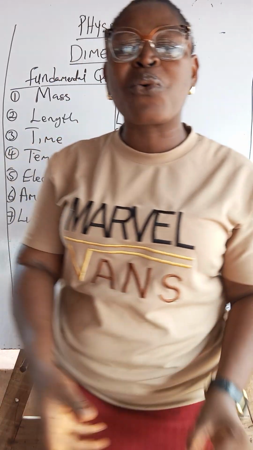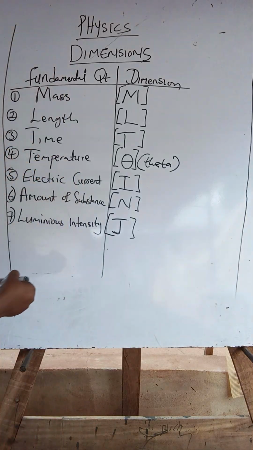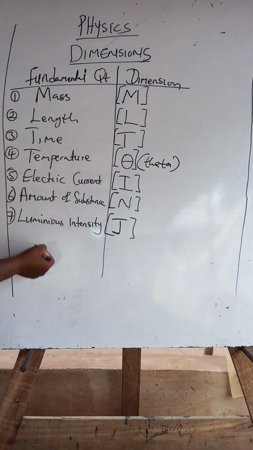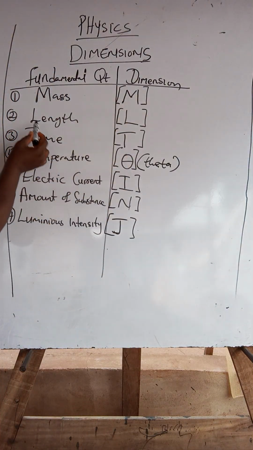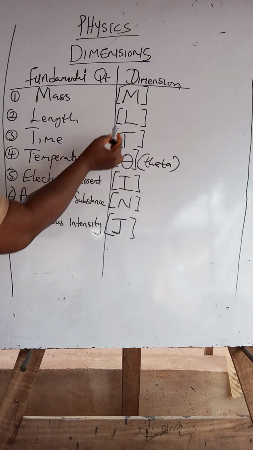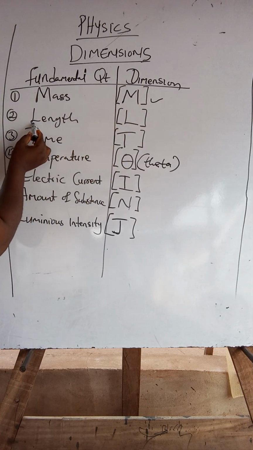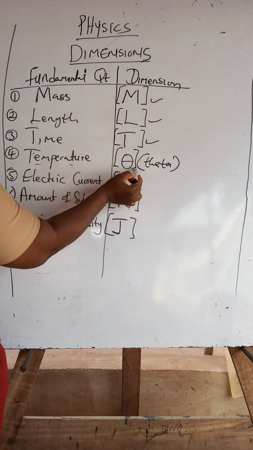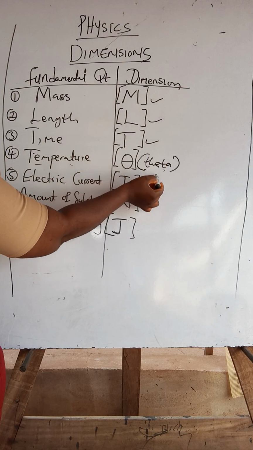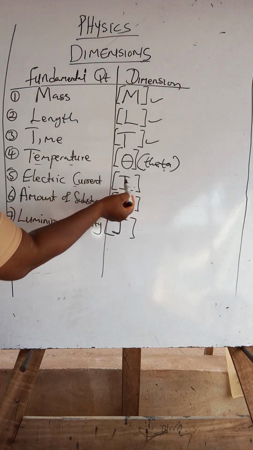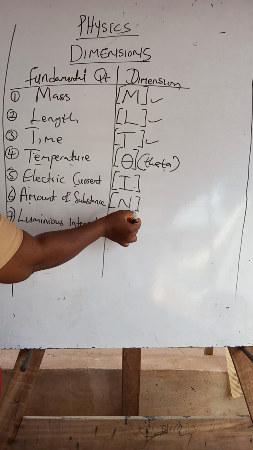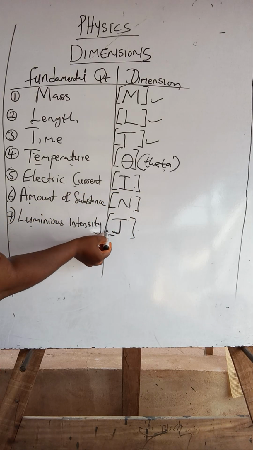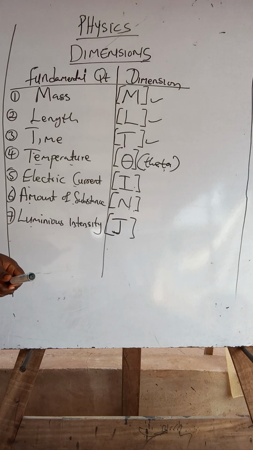Now, before we move ahead, let's remind ourselves of the 7 fundamental quantities and their dimension. The first one is mass, and the dimension is M, length L, time T, temperature theta, it is pronounced theta, electric current I, amount of substance N, and luminous intensity J. These are the dimensions of the 7 basic quantities.